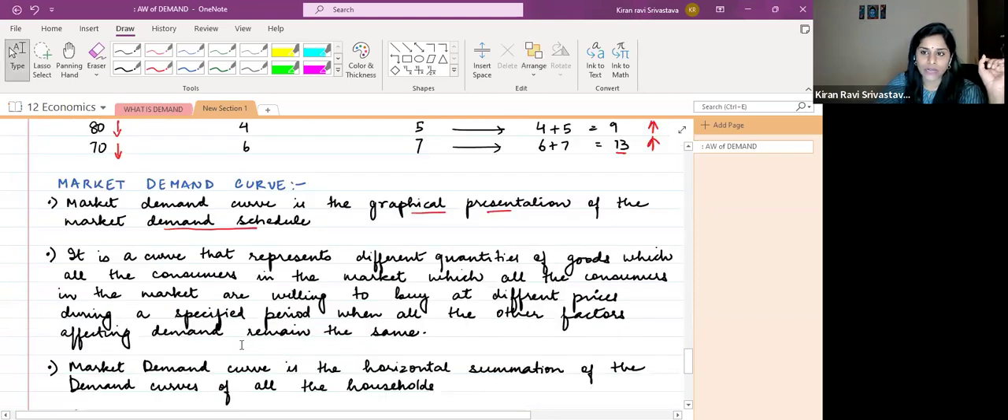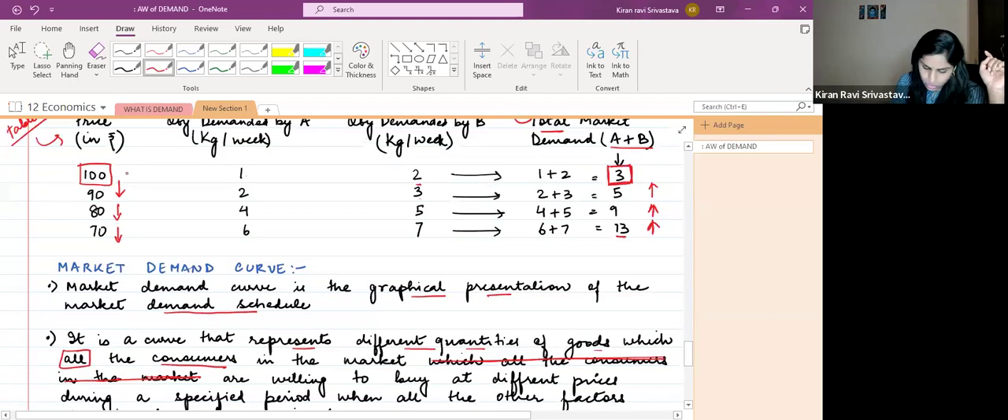Now you will talk about the curve. It is a curve that represents different quantities of goods which all the consumers, here the catch is the word all the consumers. There the word was only one consumer, here all the consumers in the market are willing to buy at different prices.